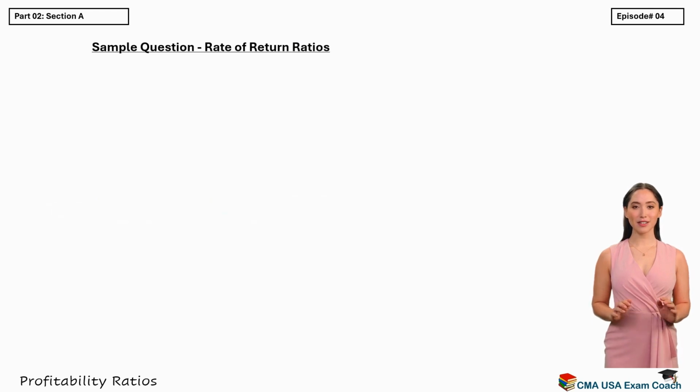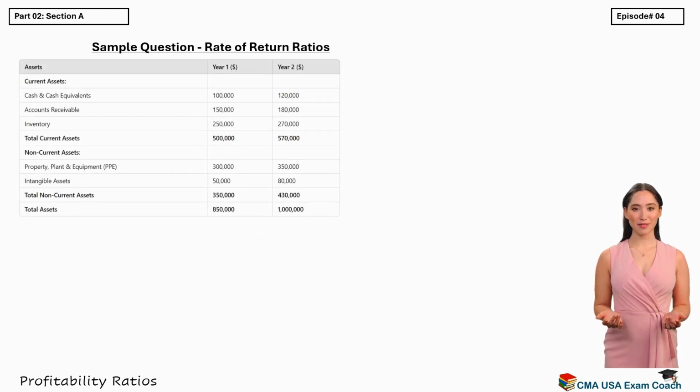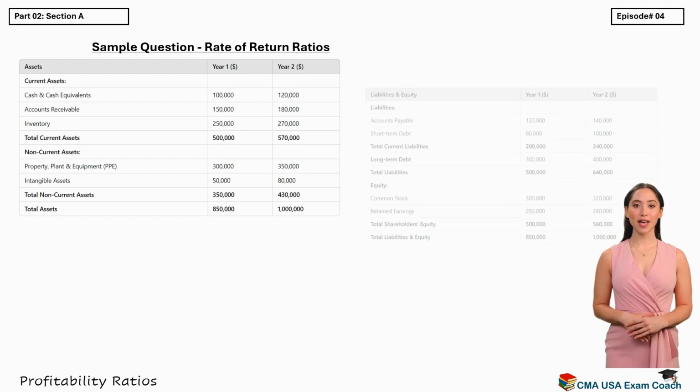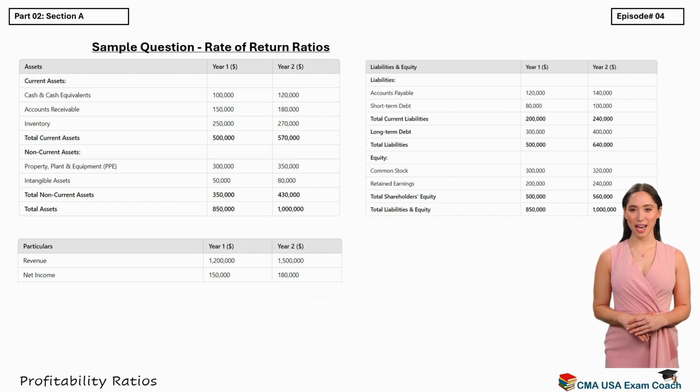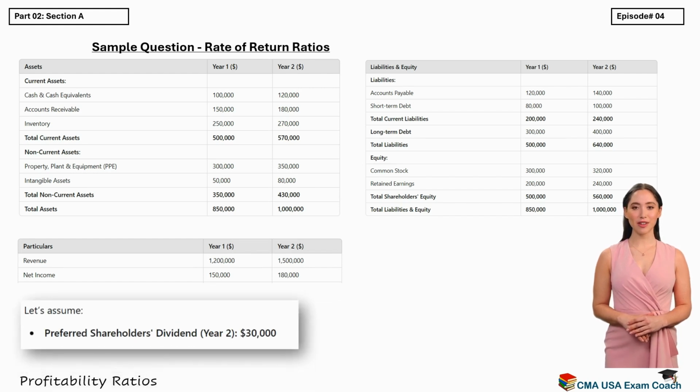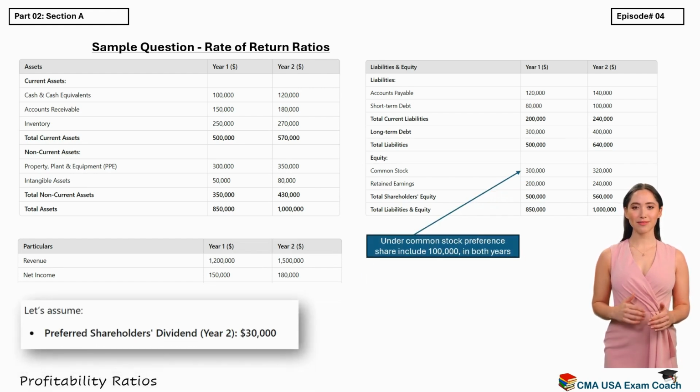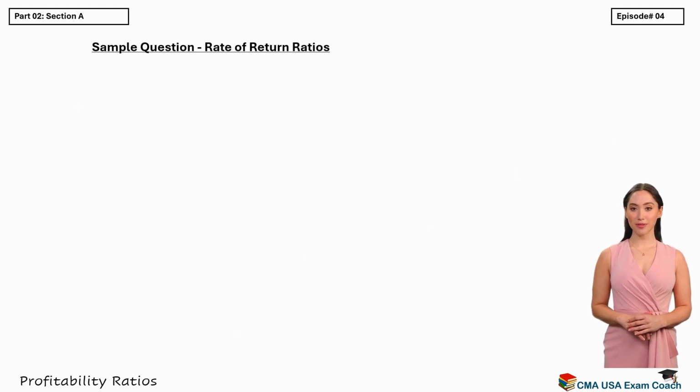Now, let's discuss the ratios using the scenario we have. Here we are given the comparative balance sheet for year 1 and year 2, along with the revenue, net income, and preferred shareholder dividends of $30,000 for year 2. We will focus on how to calculate the key financial ratios using the provided data. We'll be calculating these ratios step by step, starting with ROA and ROE, finally ROCE.